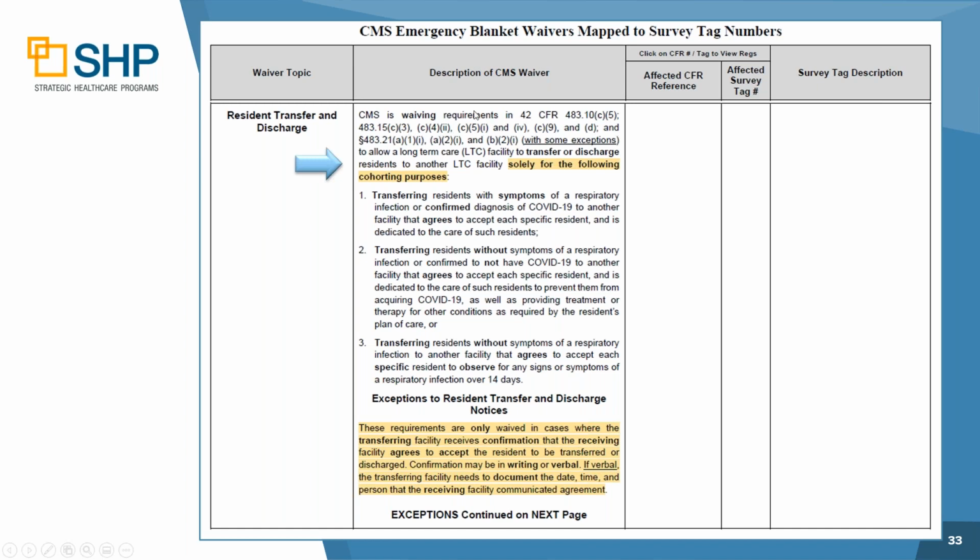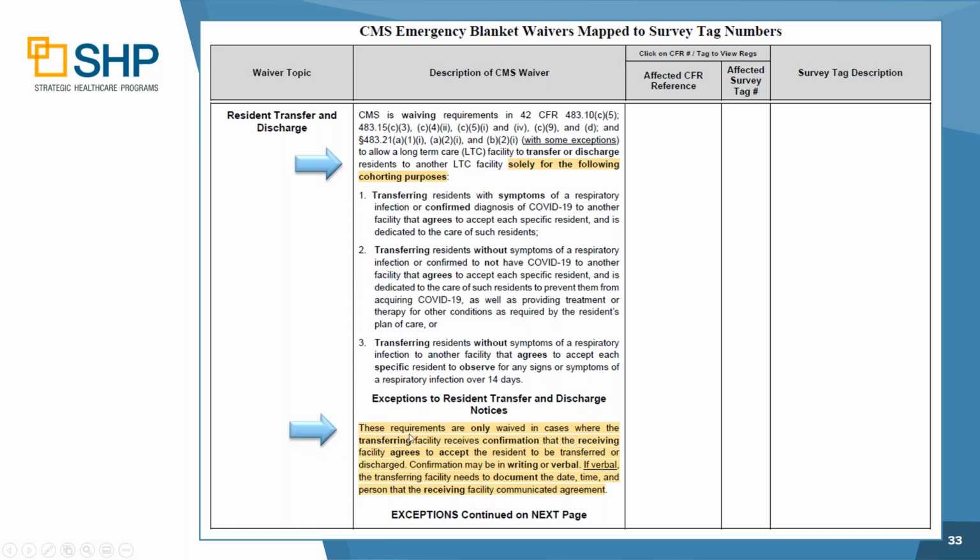CMS is waiving requirements, all these requirements, with some exception, to allow a facility to transfer or discharge residents to another facility, another long-term care facility, solely for the following cohorting purposes. And they list 3 of them. So I encourage you to look at those 3: transferring residents with symptoms, transferring residents without symptoms, and transferring residents where the facility agrees to accept specific residents for observation. So those are the 3 criteria.